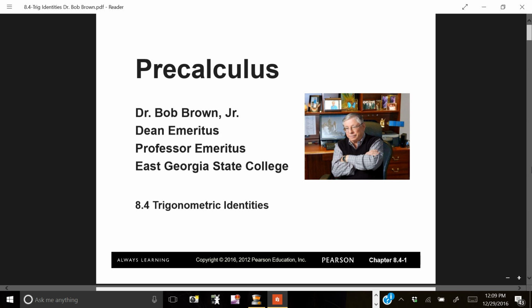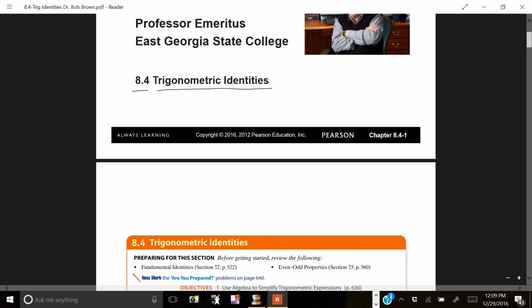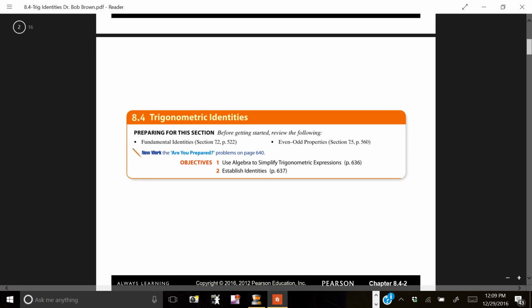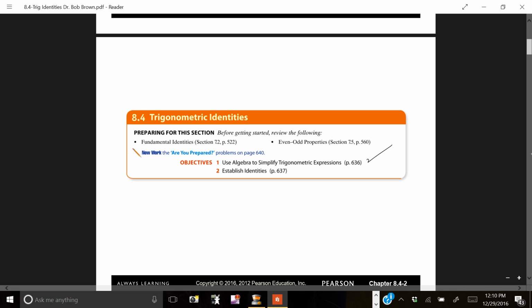This is Dr. Brown. In this section, 8.4, we're going to cover trigonometric identities and show how they can be used to simplify trigonometric expressions. Two things we're going to be looking at is use algebra to simplify trigonometric expressions using identities that we know, and then also establish identities.